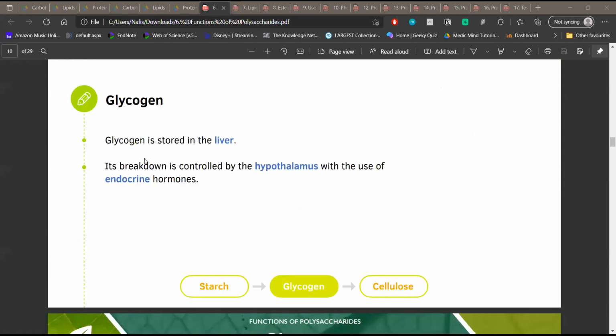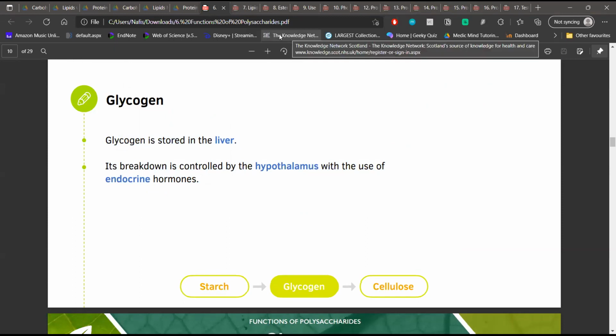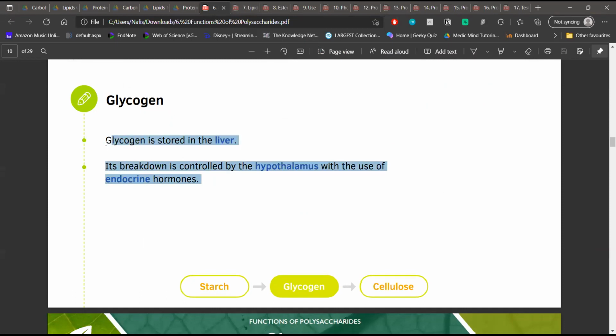Glycogen is stored in the liver. Its breakdown is controlled by the hypothalamus with the use of endocrine hormones. As a little bit of a brownie point, can anyone name the endocrine hormone that is used in the breakdown of glycogen? No, not insulin. Insulin is in the formation of glycogen. Glucagon, yeah. Glucagon is the hormone that's used in the breakdown of glycogen.